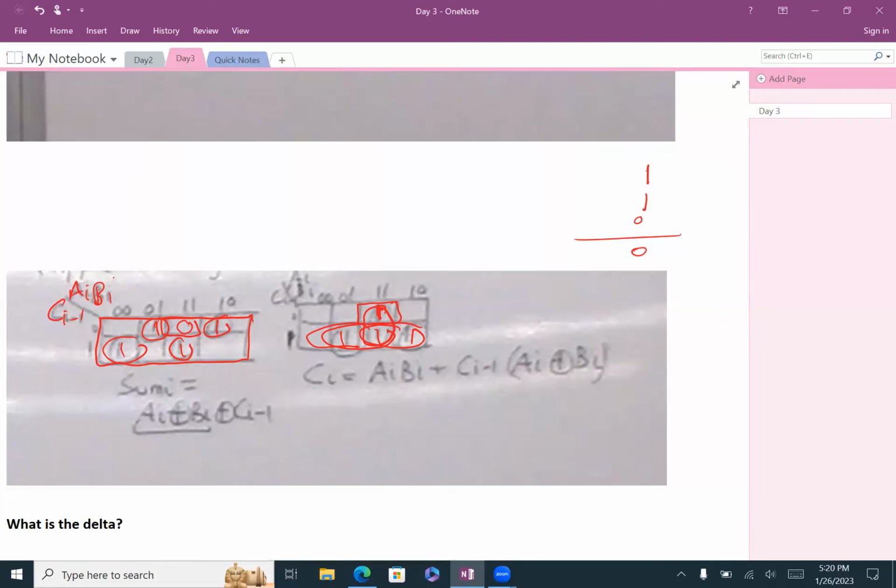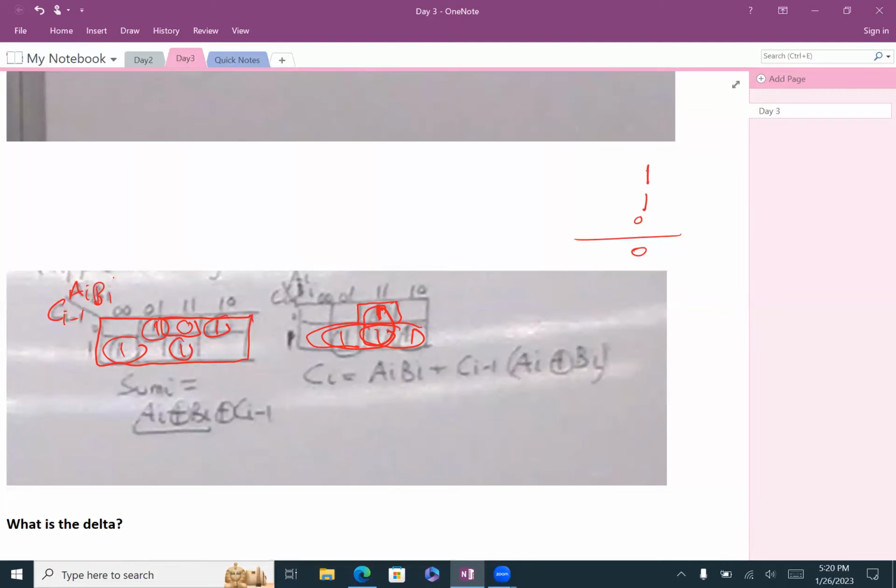And BI. Because we'll take both of them, because both are different. It's not common. So it's going to be AI bar and BI. Then OR with what? We'll try this one now, which is CI minus 1. Which is A and BI. Okay, so in this case, we'll take the common, these two common. It's going to be CI minus 1.